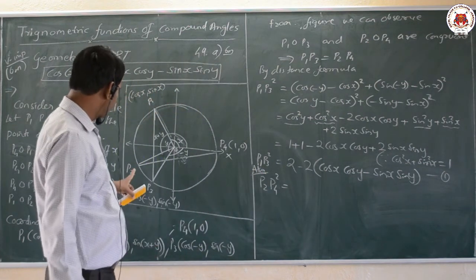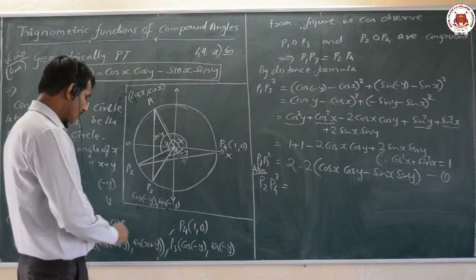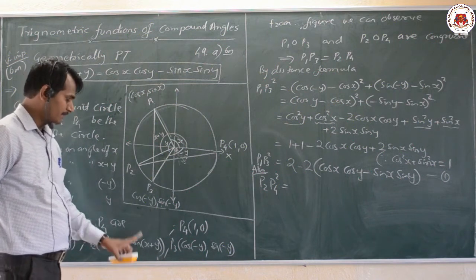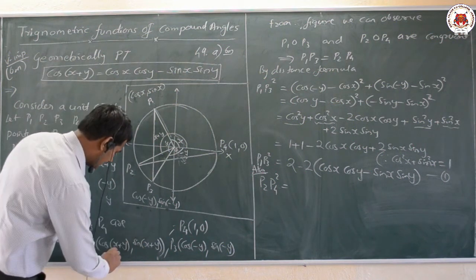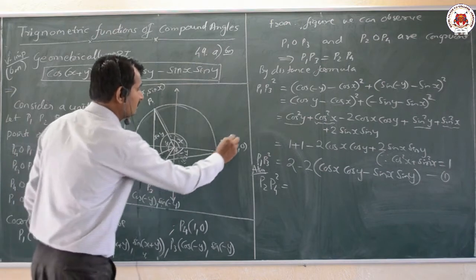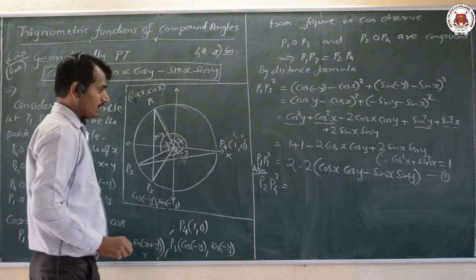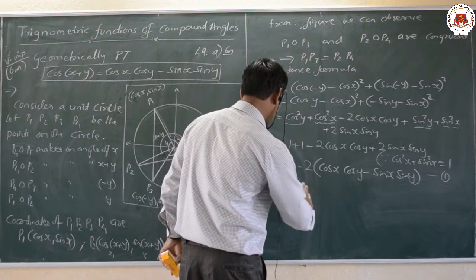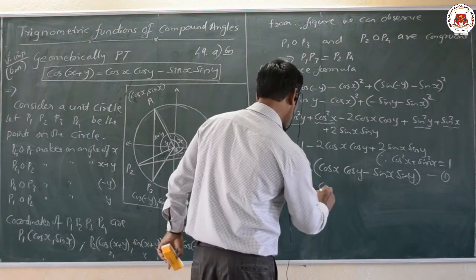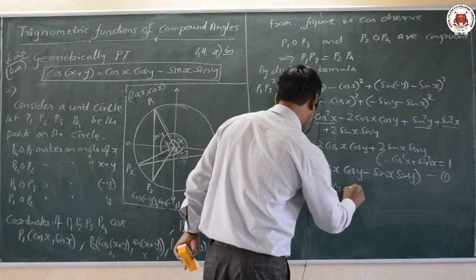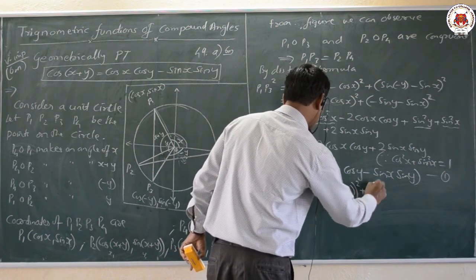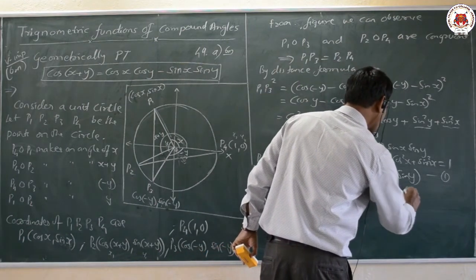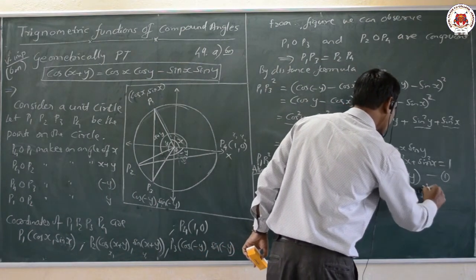P2 P4, that is P2 and P4. What are the coordinates of P2? That is nothing but cos of x plus y and sin of x plus y. X1 y1 is nothing but our x1 y1, and it is nothing but our x2 y2. According to the formula, x2 minus x1 whole square, that is nothing but 1 minus cos of x plus y, whole square, plus y2 minus y1, that is nothing but 0 minus sin of x plus y whole square.